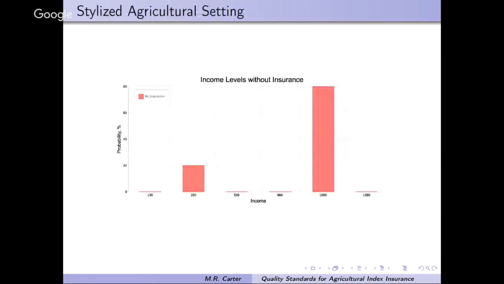So let me jump to this picture, and hopefully the size here is big enough. The horizontal axis is the level of income, and the vertical axis is the probability that a certain level of income occurs. To make a real simple example, suppose a farmer faces a world where there are good years and bad years. In good years, the farmer earns $1,000. In bad years, the farmer earns $250. The bad years happen 1 out of 5, so 20% of the time, and good years happen 80% of the time. That's the lottery the farmer faces without insurance.